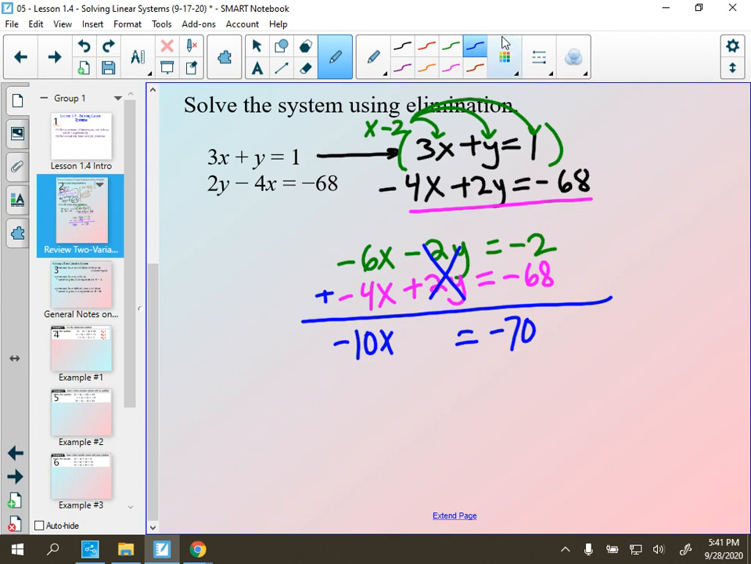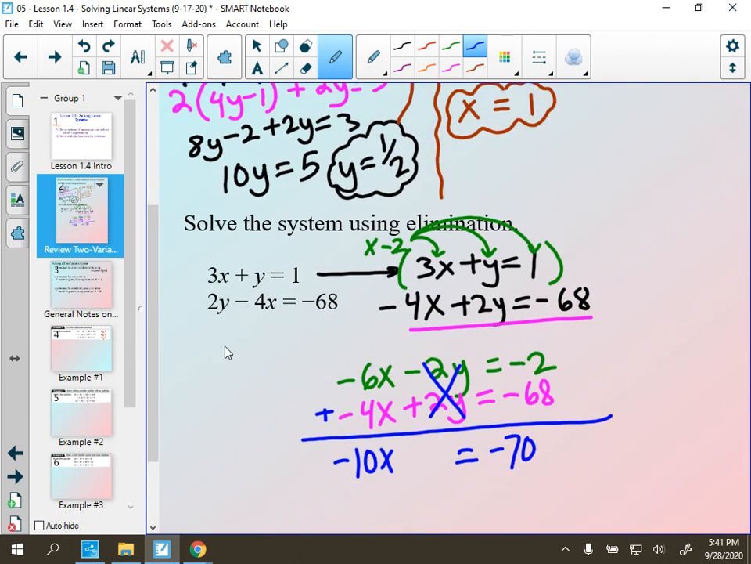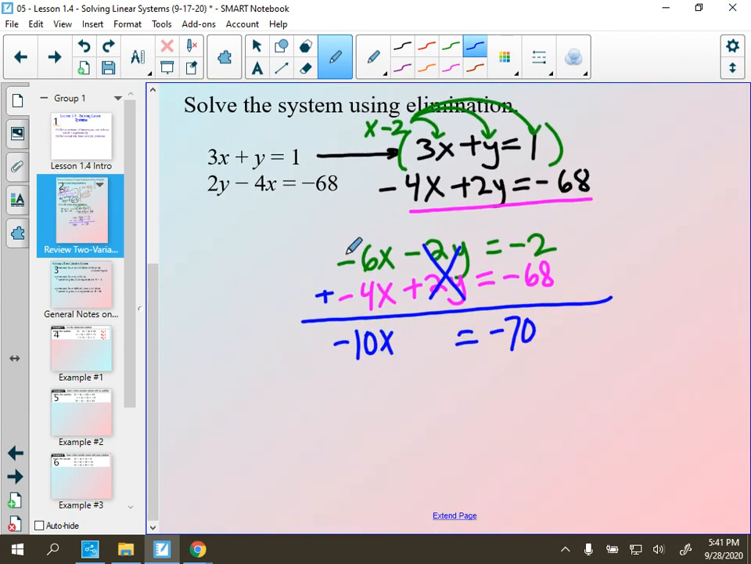All right, the finish then is very similar to what we did up above. I'm down to this one variable. We're going to solve it using some of our traditional methods: let's divide both sides by negative 10 and say, hey, I know what x is. X equals 7. Negative 70 divided by negative 10 is 7.